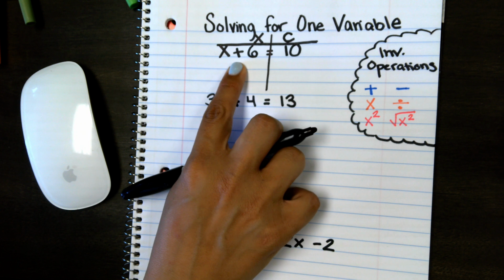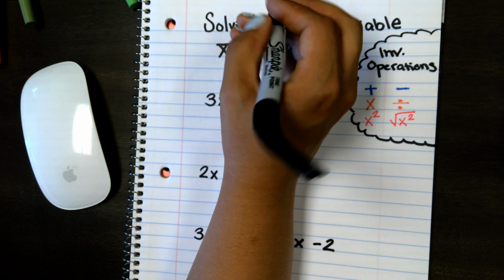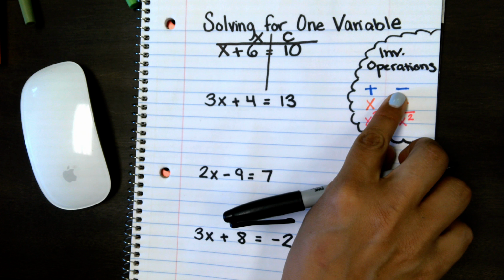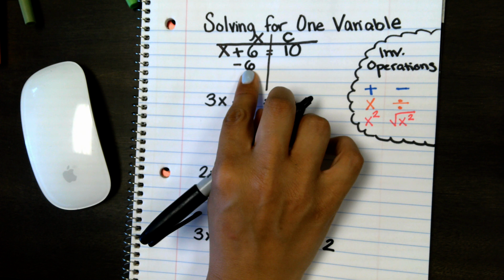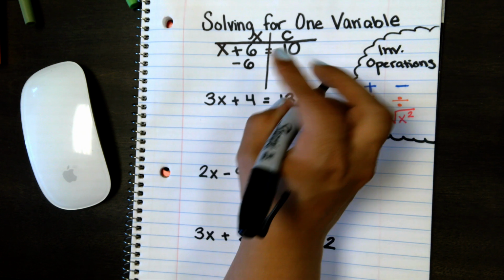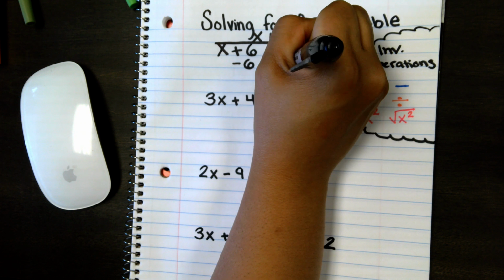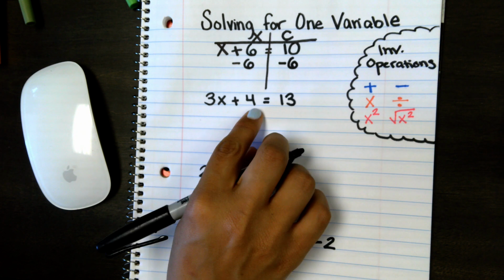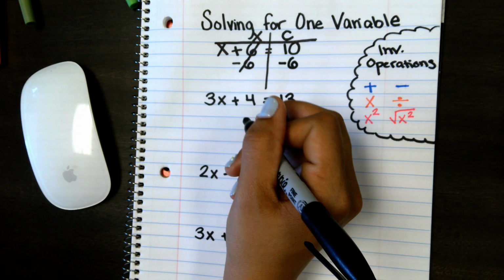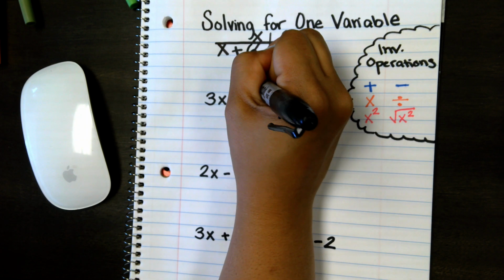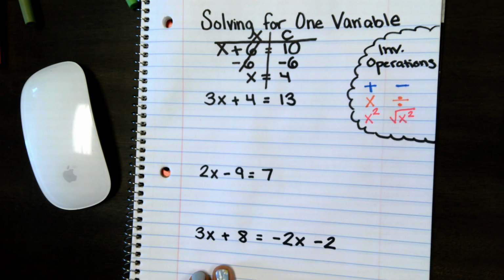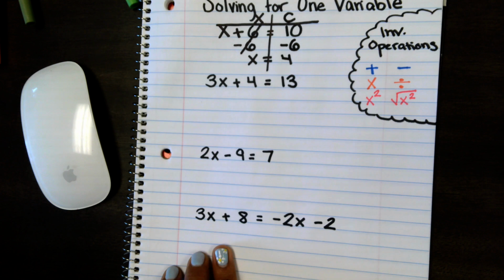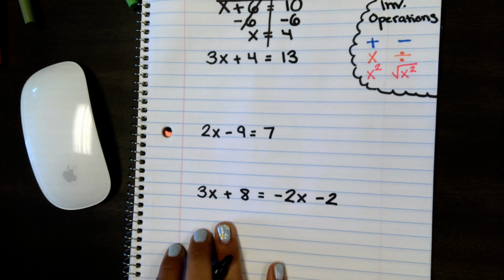Now, to cancel out a positive 6, I would want to use my inverse operation and subtract 6. Now, to keep an equation balanced, you have to do the same thing on each side. So I would also subtract 6 from the constant here. So these 6's will cancel to 0. That's great because now I just have an x over here, which would equal 4. Again, do I want you to solve those intuitively just by looking at them? Totally. But I also want you to understand this process.